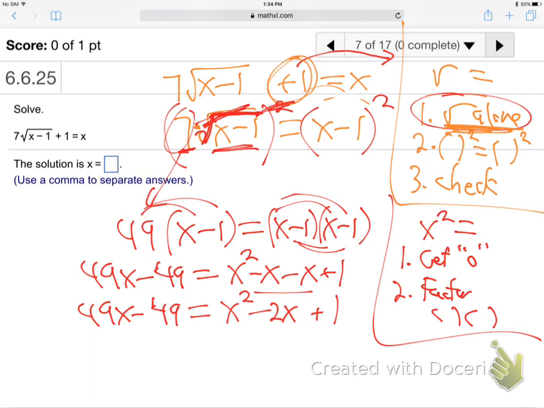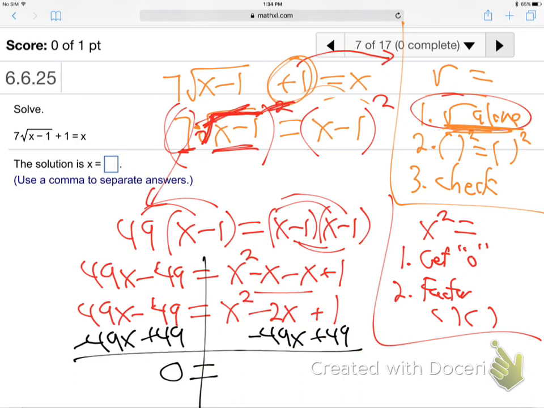Where do I get the 0? On the opposite side from x squared. We always want 0 to be on the opposite side. So over here on the left side, because x squared's on the right side, I want to make the left side become 0. So what do I do? Opposite of everybody over there. So minus 49x plus 49, and whatever you do to one side, do the same thing to the other. That'll put a 0 here, and the other side will be x squared minus 51x plus 50.